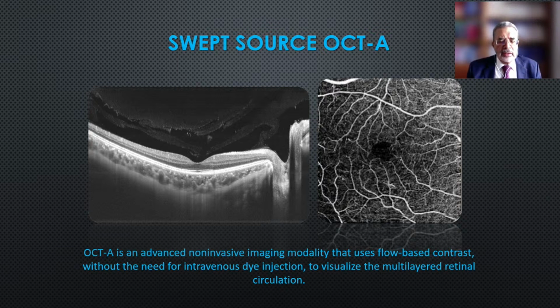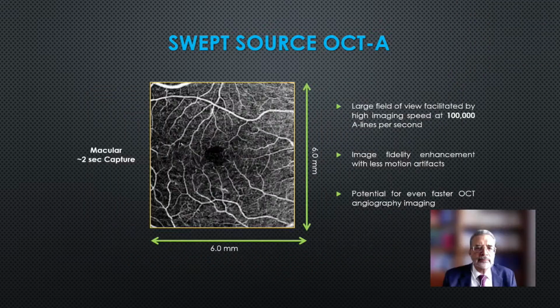Swept source OCT angiography is an advanced non-invasive imaging modality that uses flow-based contrast without the need for intravenous dye injection to visualize the multilayered retinal circulation. Swept source OCT angiography allows us to have a large field of view facilitated by high imaging speed at 100,000 A-lines per second, image fidelity enhancement with less motion artifacts, and potential for even faster OCT angiography imaging.